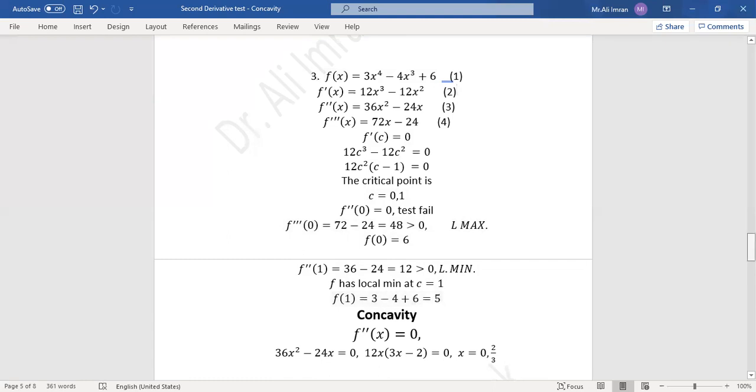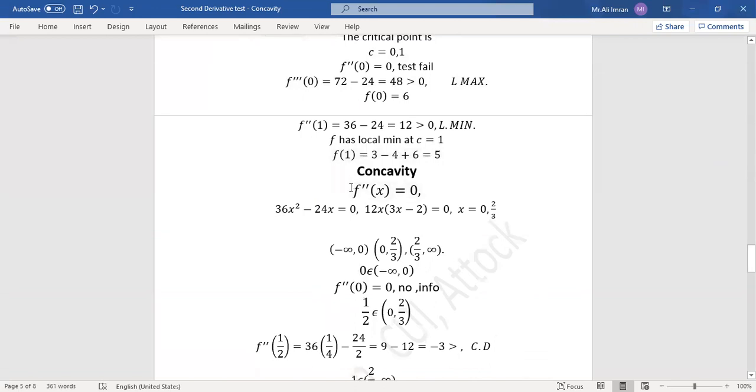Now, in order to check the concavity, we will set the second derivative equal to 0, which is 36x square minus 24x is equal to 0. 12x is taken outside common, 3x minus 2 is equal to 0, and x is equal to 0 and 2 by 3. With the help of these points, we will construct intervals for concavity: minus infinity to 0, 0 to 2 by 3, and 2 by 3 to plus infinity.